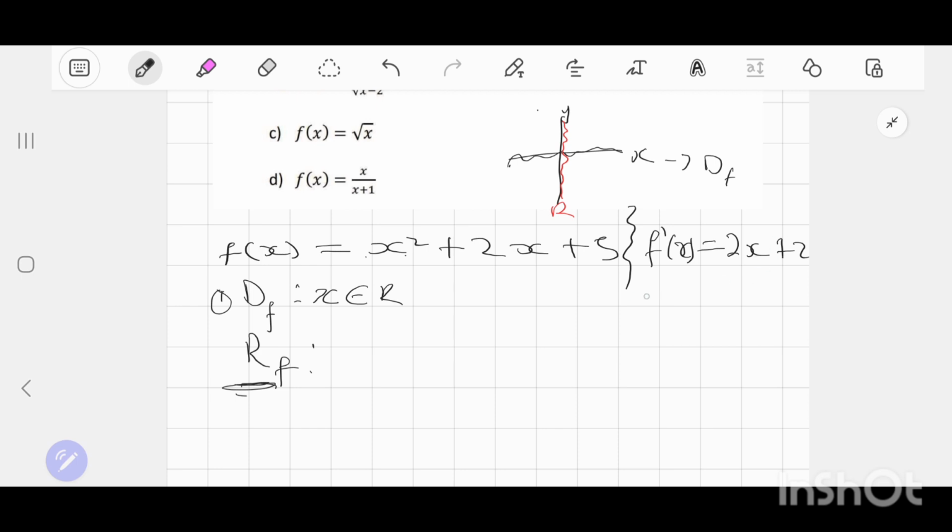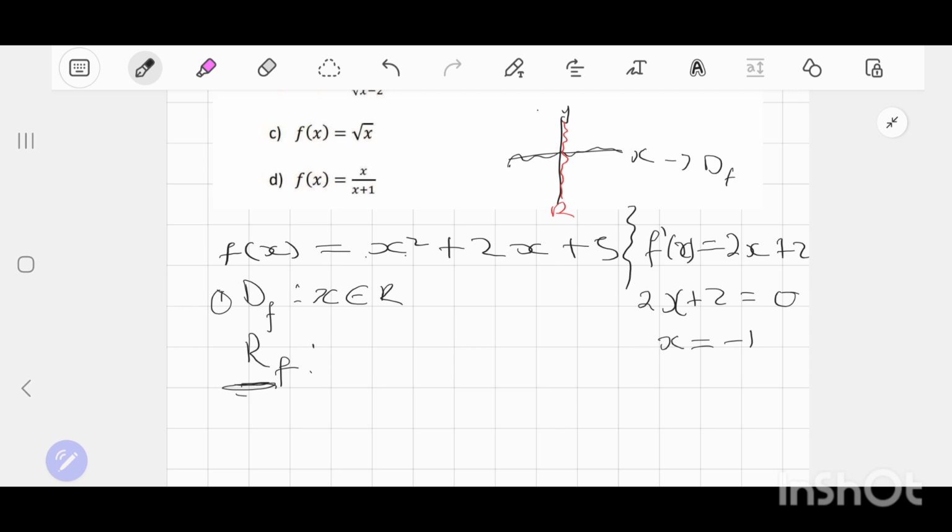Then you take this, people, 2x plus 2, and equate it to 0. And then you solve for x, and I believe it is going to be negative 1. So remember, people, please, after watching these videos, close the video and just try to redo this example, so that you see that you followed.